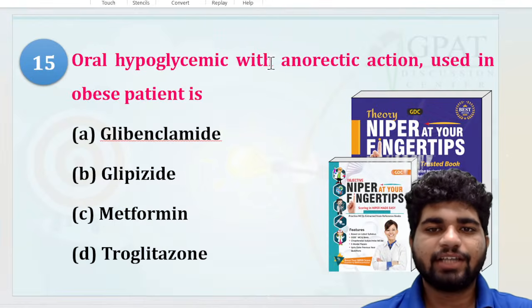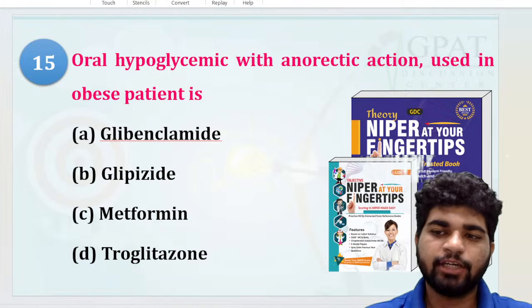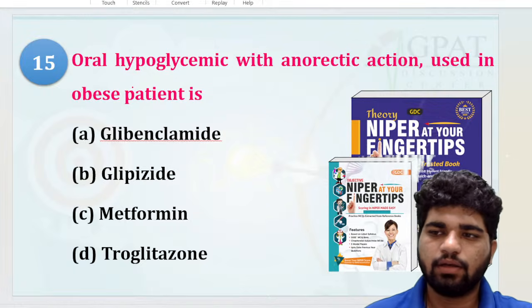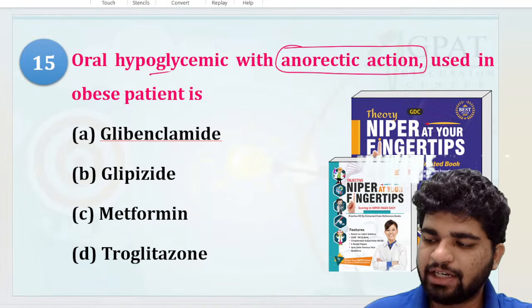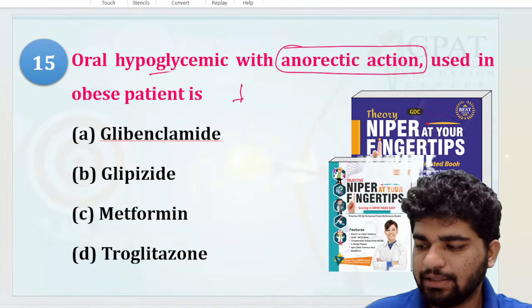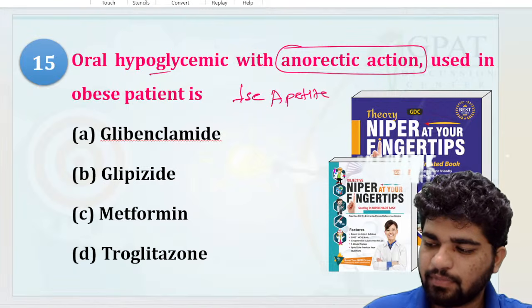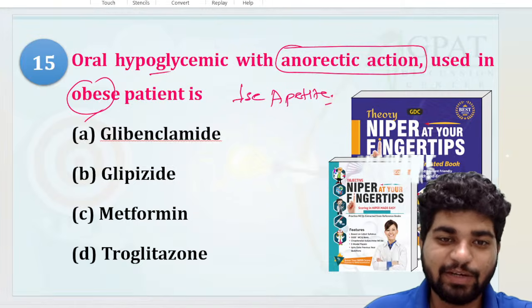Now, oral hypoglycemic with anorectic action used in obese patient. Okay? Obese patient over here, right? So, oral hypoglycemic with anorectic action. Anorectic action means decreasing the appetite. Decreasing your appetite, right? Used in obese patient. That's, healthy most patient, right?